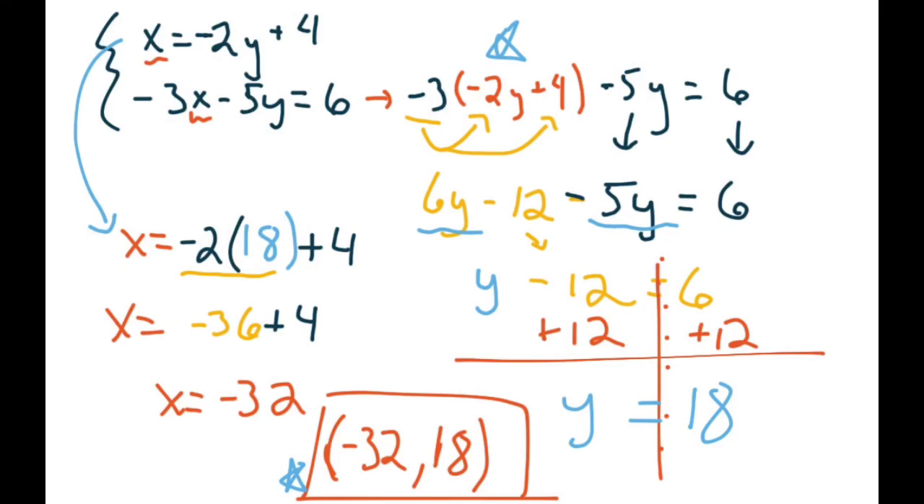Then I went back and substituted into the top one here, and then you get x equals -32. So the solution, or the point of intersection for this system, is -32 comma 18. If you graph both of these, you should get that answer.